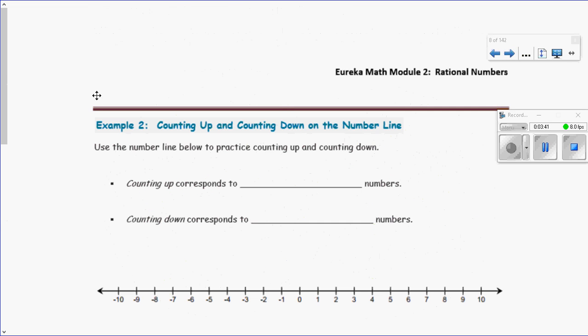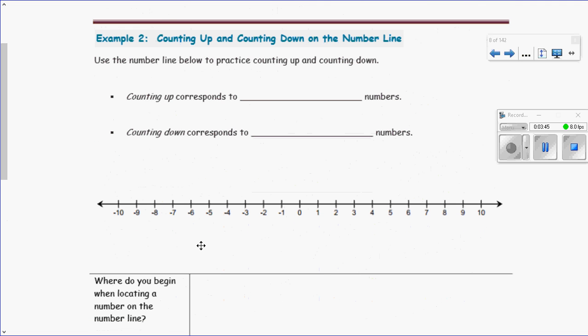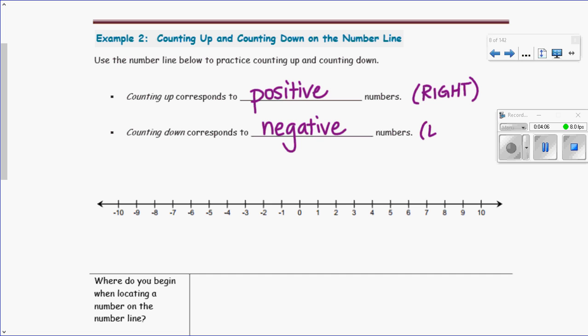Moving on to page 8, we're going to talk about which one would be positive and which one would be negative. If I'm counting up, that means what? I'm talking about, is it positive or negative? Positive. We just said that going up is positive, so then going down would be negative. So counting up, counting down. We're going to think of counting up as going to the right, and counting down, negative, we would be moving to the left.